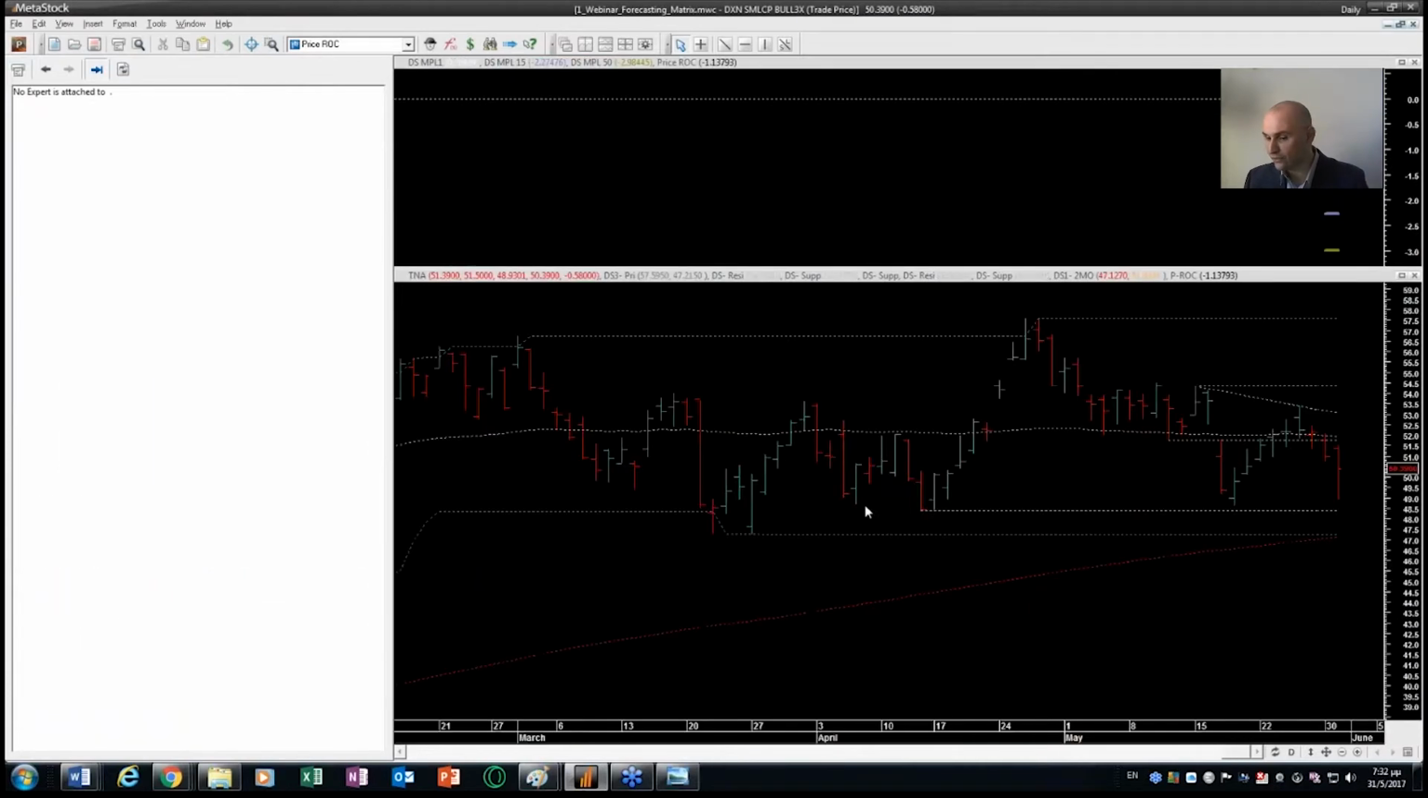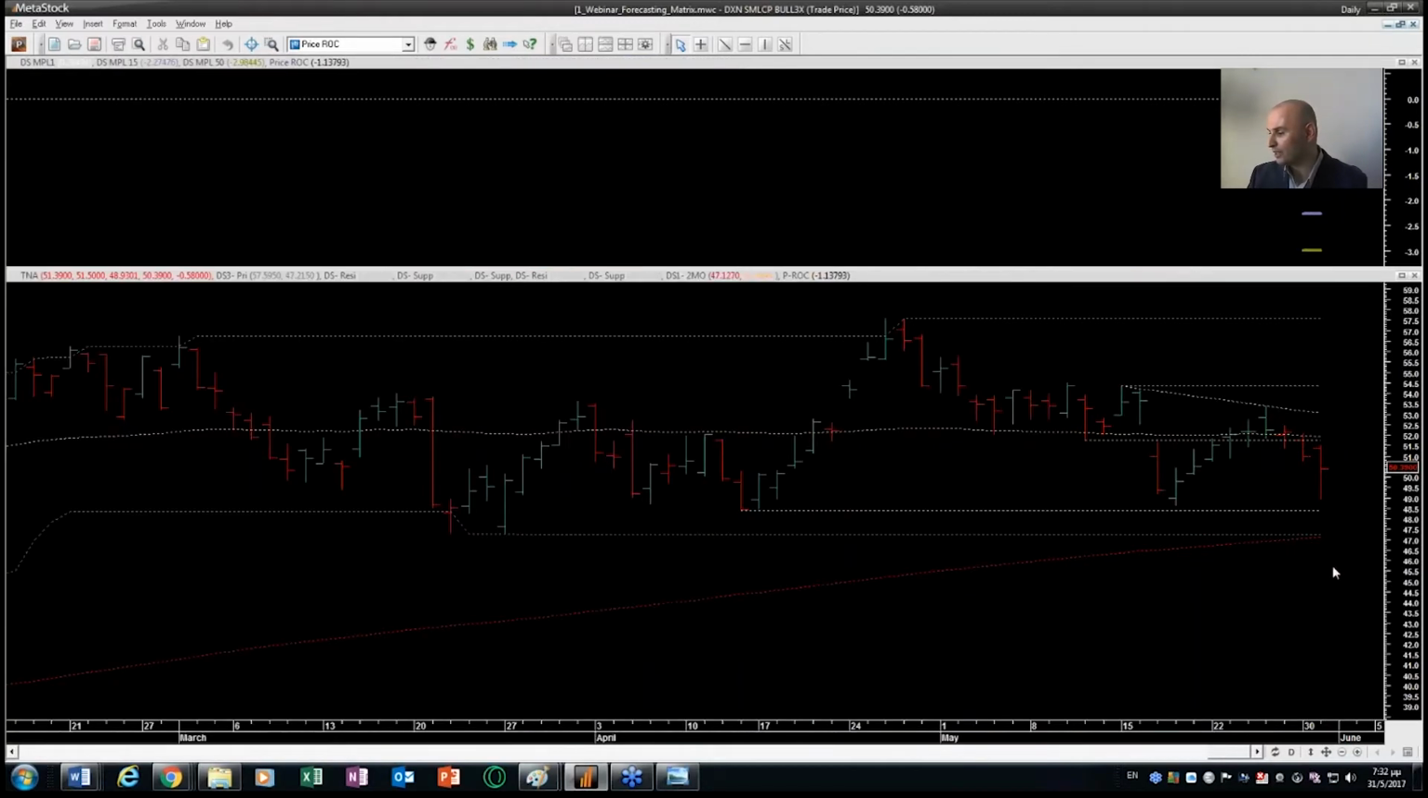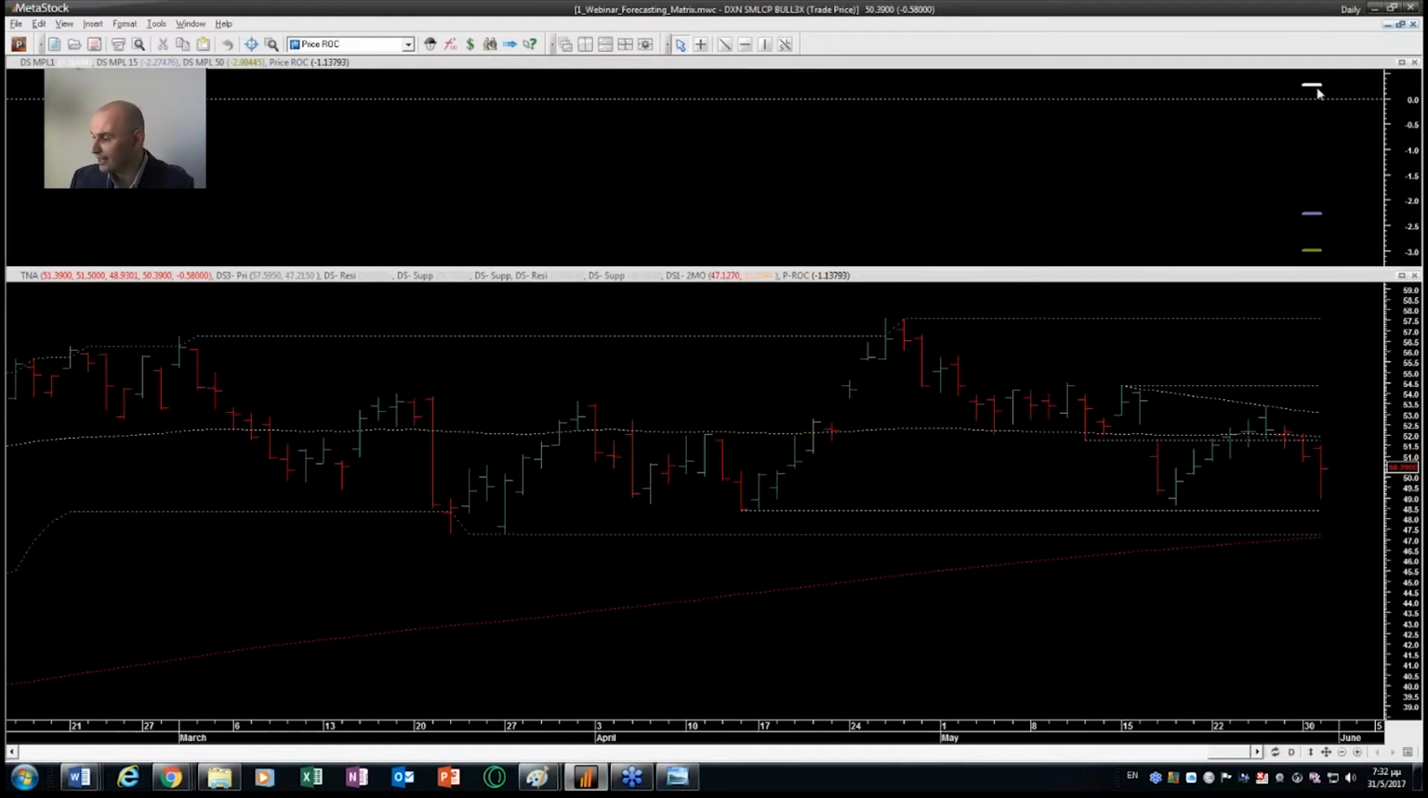This is a forecasting matrix. The name is very fancy, so forget about it. That's not the point. The point is that what it does, it uses something called a profit loss calculator, which I'm going to show you first. But let me show you something else first. This is TNA, the TNA that we were talking about.